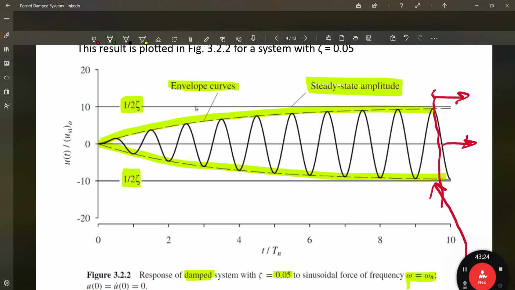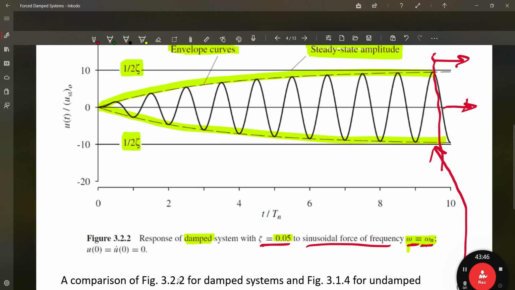It is going to be attained after, can you imagine, for our case, the system with damping ratio 0.05, and of course a sinusoidal force is being applied, and the forcing frequency equals the natural frequency of the system. And the initial condition, as you can see, is 0. The initial displacement and initial velocity are both equal to 0.